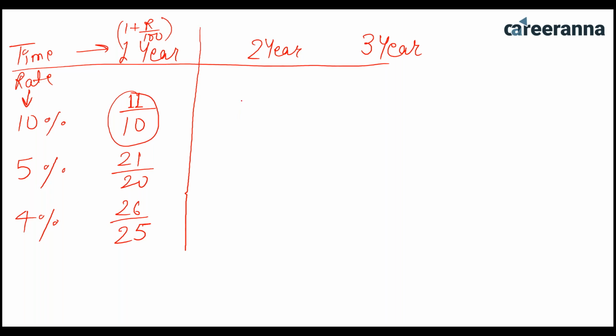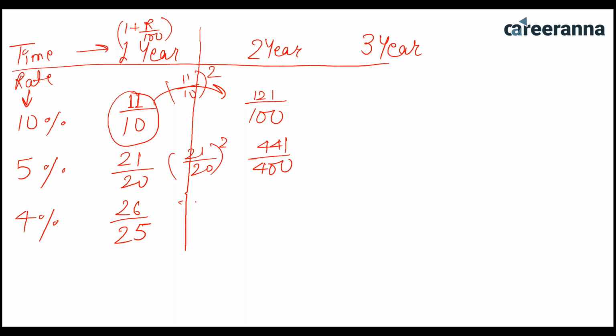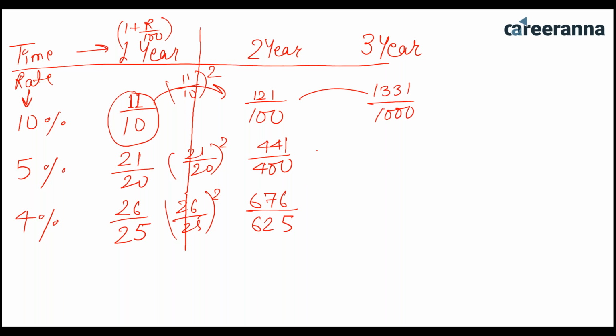If I talk about the second year, what I'm doing is squaring this value. 11 upon 10 squared. Again, 21 upon 20 squared. So this will be 441 upon 400. This will be 26 upon 25 squared. This will be 676 upon 625. If I talk about the 3-year, that means 1331 per 1000 rupee.